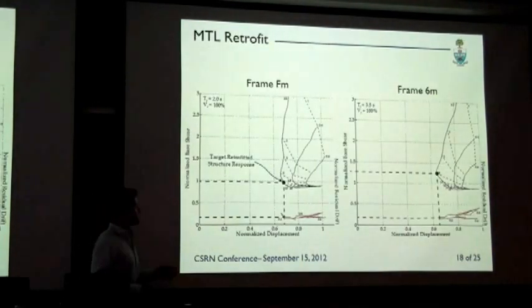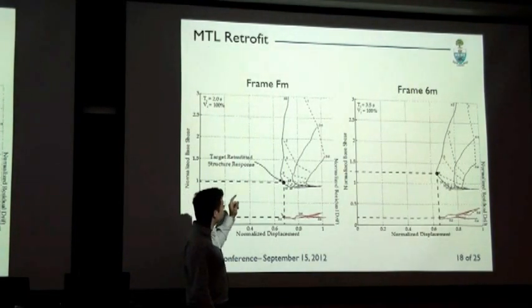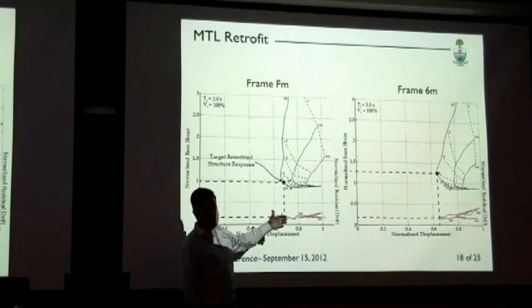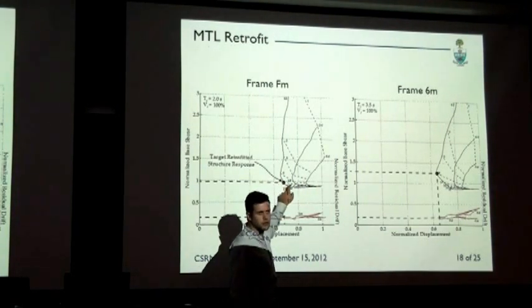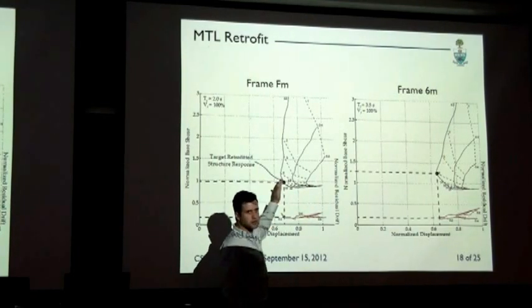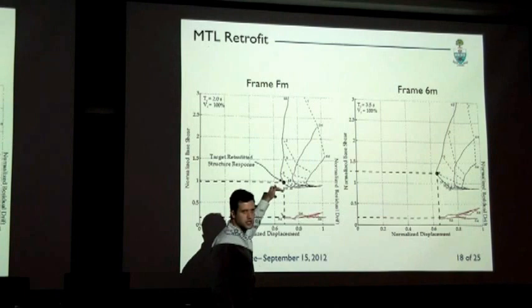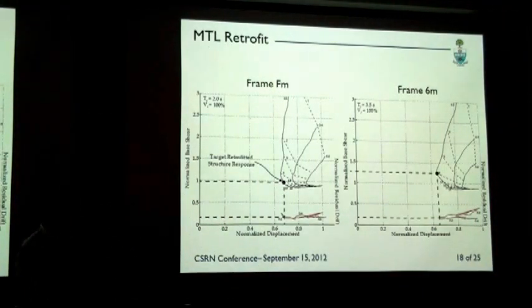Anyway, so using this, these are the hysteretic damping spectra I used for Montreal. This is frame FM, frame 6M. He was talking earlier about how your most economical design is on this corner down here, because you get the most normalized displacement reduction with minimal increase in base shear. So those were the theoretical single degree of freedom retrofits that I chose.